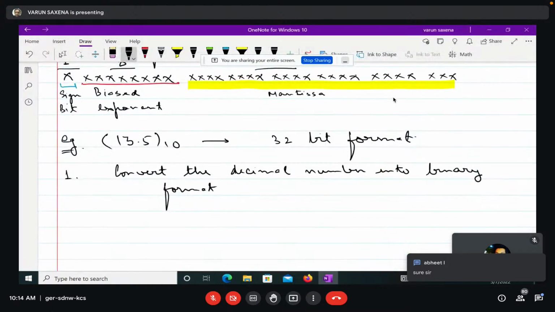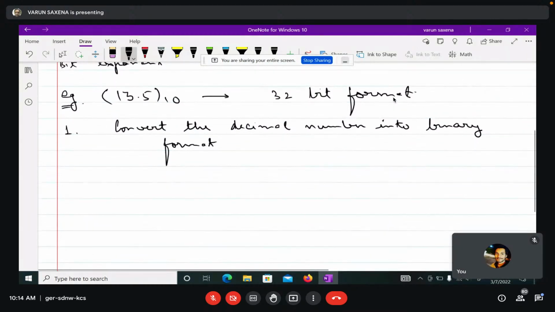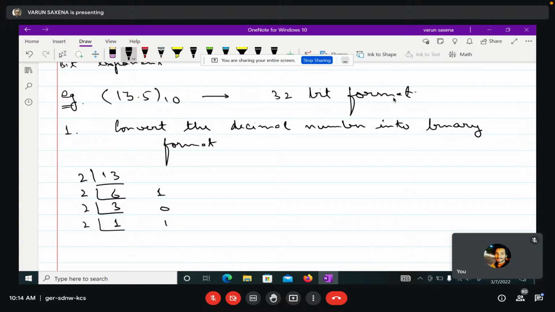So the first step is you convert the decimal number into the binary format. Okay. So let's look at that. So you have 13. 2 sixes are 12. Remainder is 1. 2 threes are 6. Remainder is 0. 2 ones are 2. Remainder is 0. 2 zeros are 0, so remainder is 1. Okay. We stop here. So we know that 13 is equivalent to 1101.